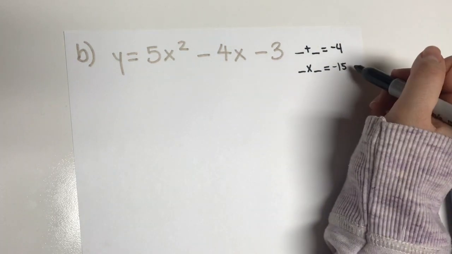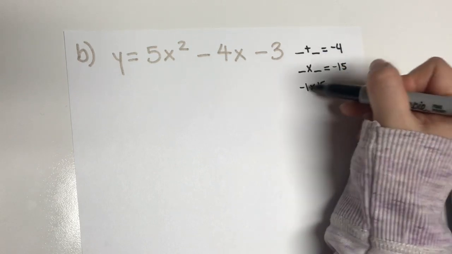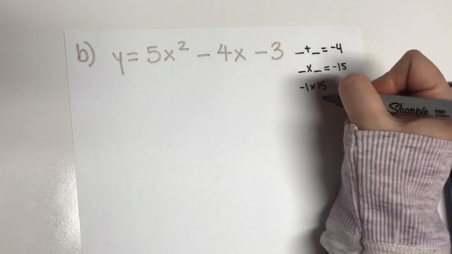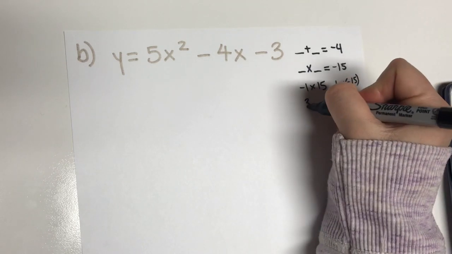And then looking at the factors of negative 15, so negative 1 and 15, well, the difference here is too big for this to happen, but I'll list it there. 3 and 5.